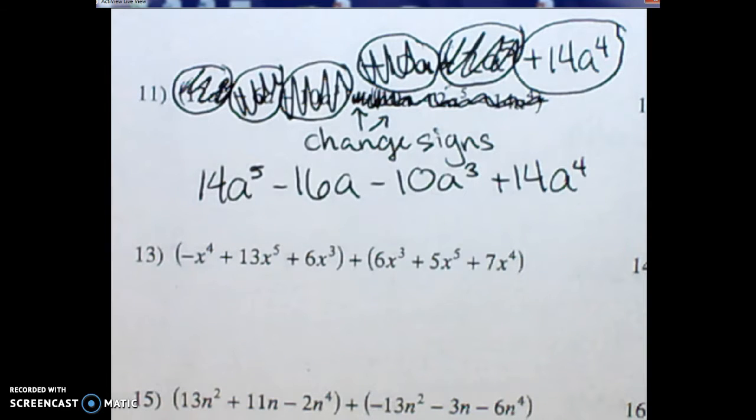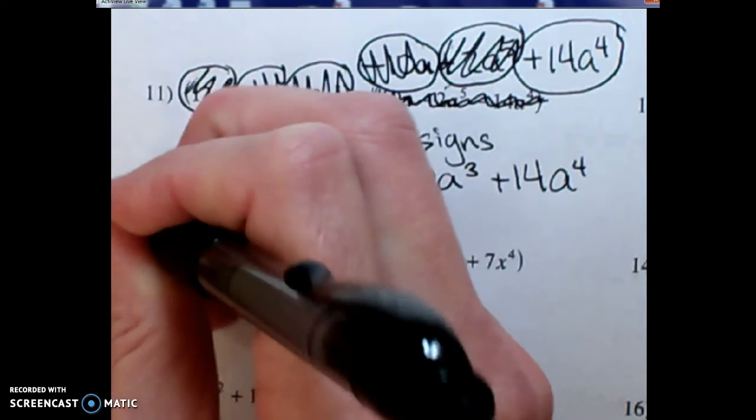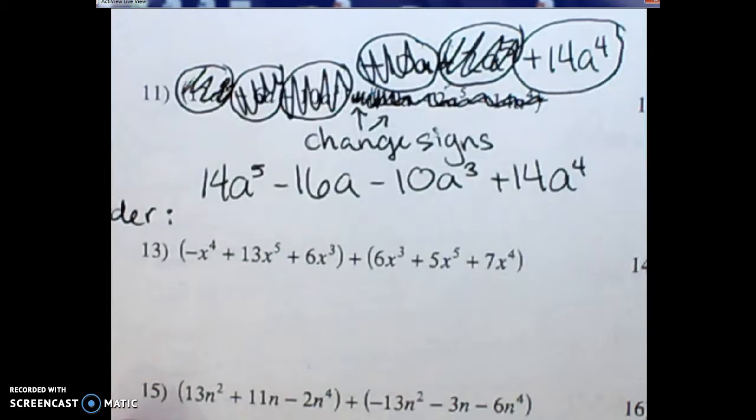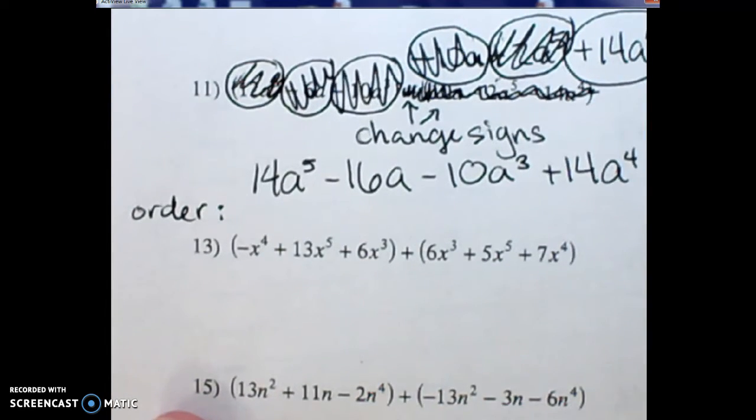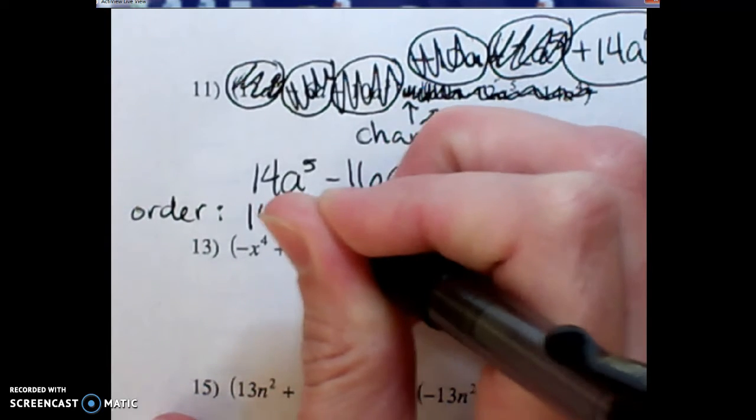So for your problems, if you get to this point and this is the final answer, I would accept it. Again, technically correct for your order. You should have your biggest exponent first. So if you did want to fix it and write it in the correct order, we would list it with our big exponent first. In this case, we have a to the fifth power. So it would be 14a to the fifth power.